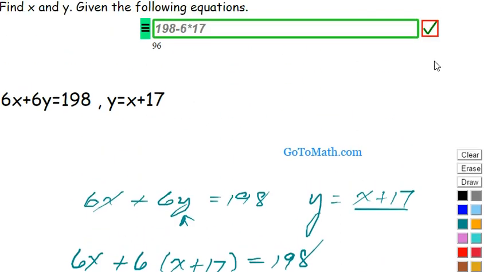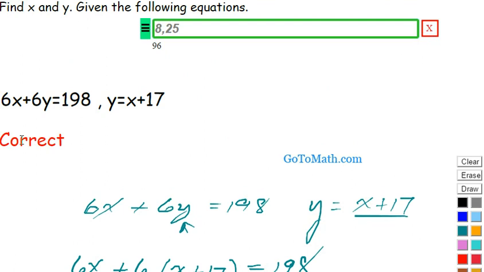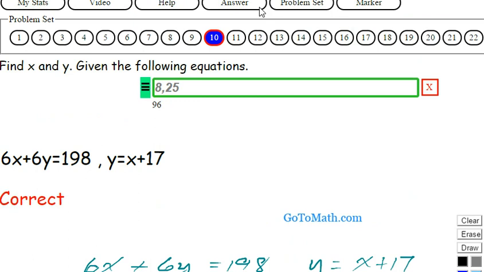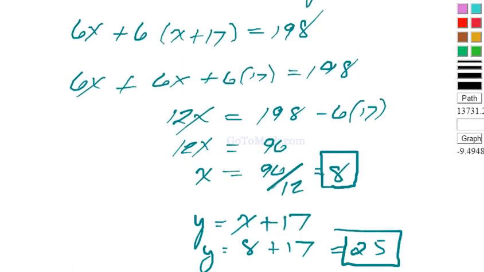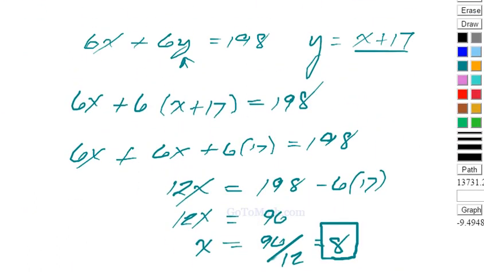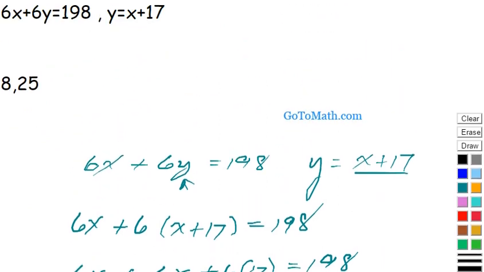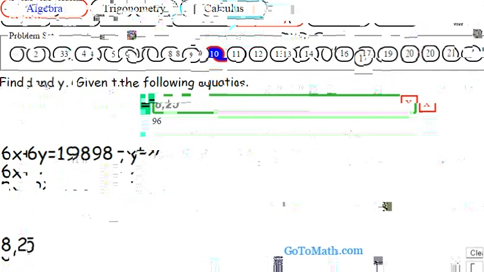Now up here in the box, of course it doesn't say this anymore, but they wanted us to put in the x first, comma, and then the y. Correct. Okay. So it's kind of a little bit of an advanced problem there, but it's not too difficult to solve. All right. There you go. Solving linear equations with more than one variable.